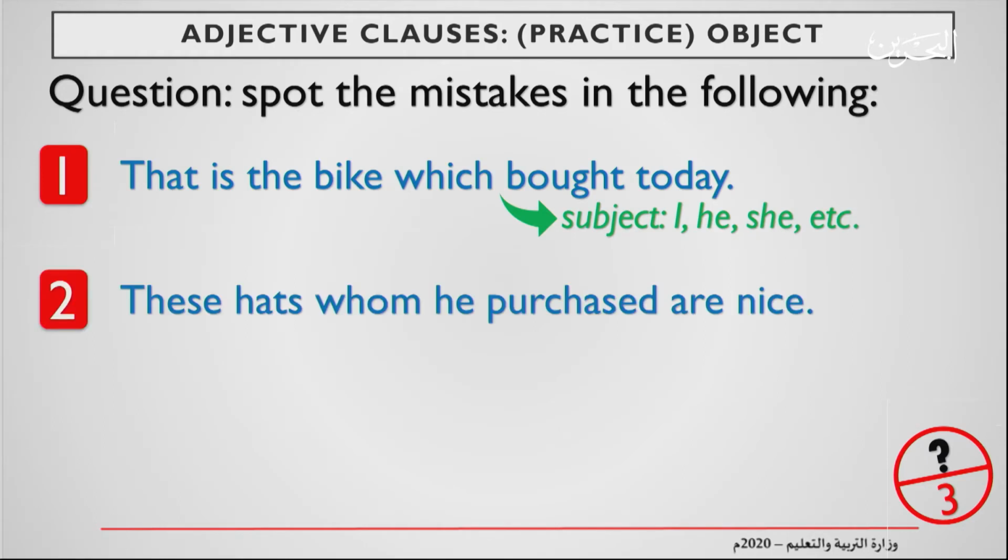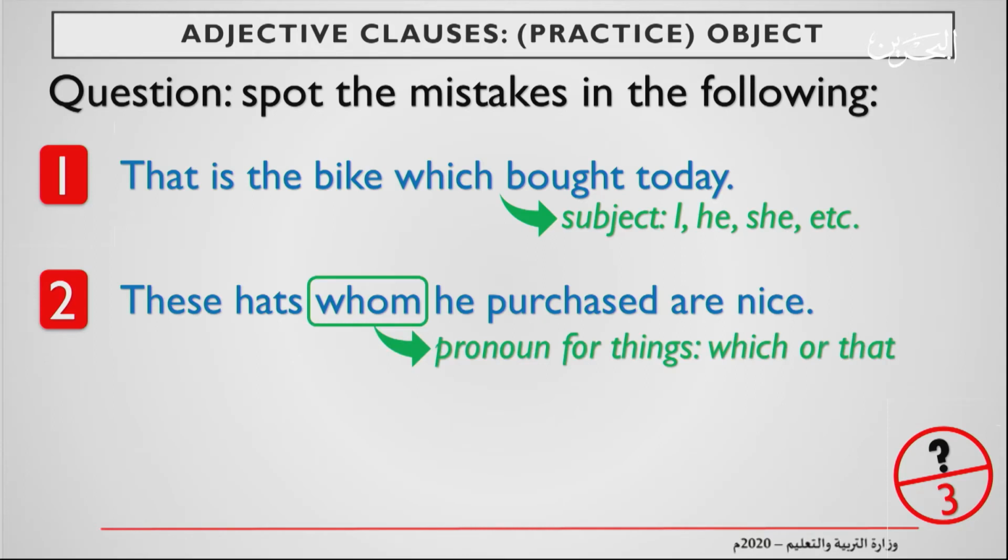Number 2, these hats whom he purchased are nice. It is missing something. Find it. 5 seconds. All right, let's check. The answer is this. These hats, instead of whom, okay, it is missing a pronoun for things, like which or that. So I remove whom. I put the missing part, which is which or that.